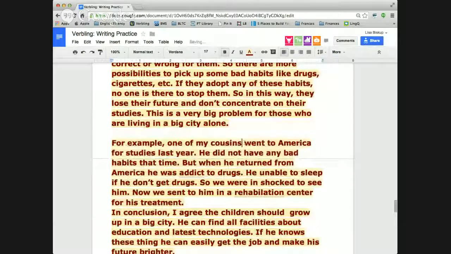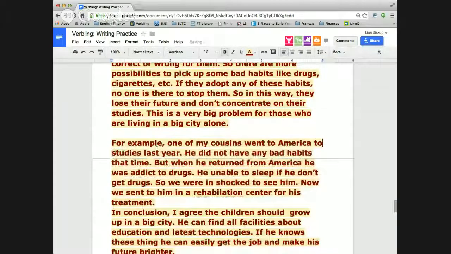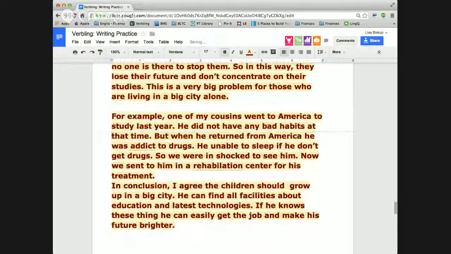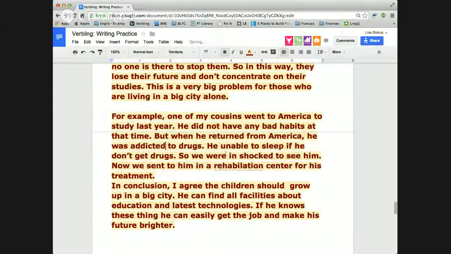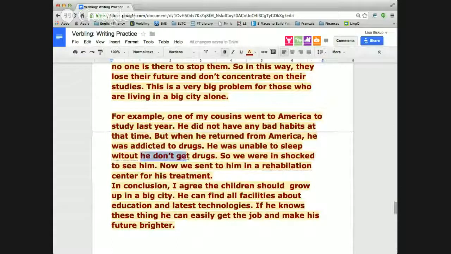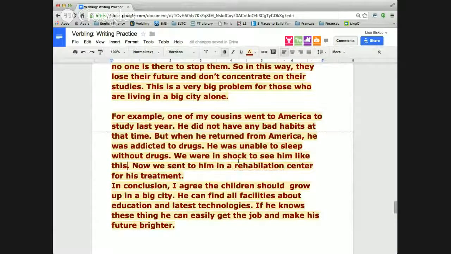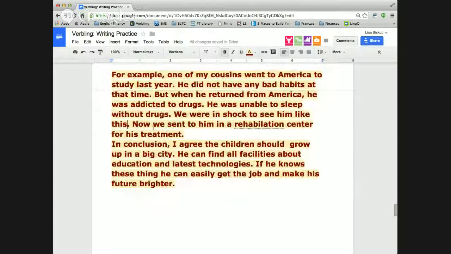For example, one of my cousins went to America to study last year. He did not have any bad habits at that time. But when he returned from America, he was addicted to drugs. He was unable to sleep without drugs. We were in shock to see him in that state. We sent him to a rehabilitation center for his treatment.